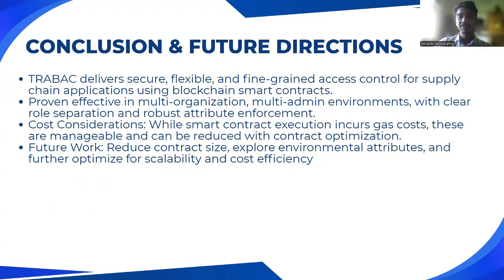In summary, our work demonstrates that tokenized role attribute-based access control is an effective and practical solution for secure access control in supply chain applications. By enforcing both role-based and attribute-based restrictions, it meets the need of multi-organization, multi-admin environments without overlapping privileges. While there are operational costs associated with smart contract execution, these can be reduced through contract optimization and efficient attribute management. For our future work, we plan to further minimize contract size and explore the use of environmental conditions as additional attributes, making the system even more flexible and cost effective.